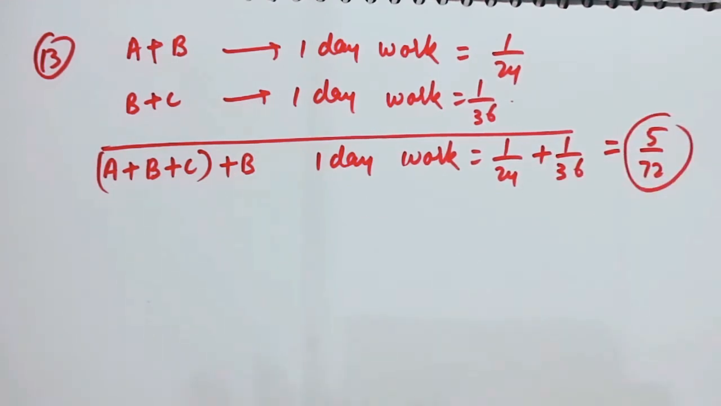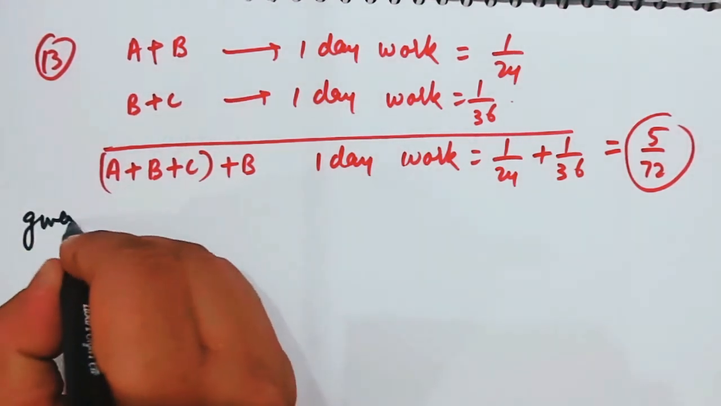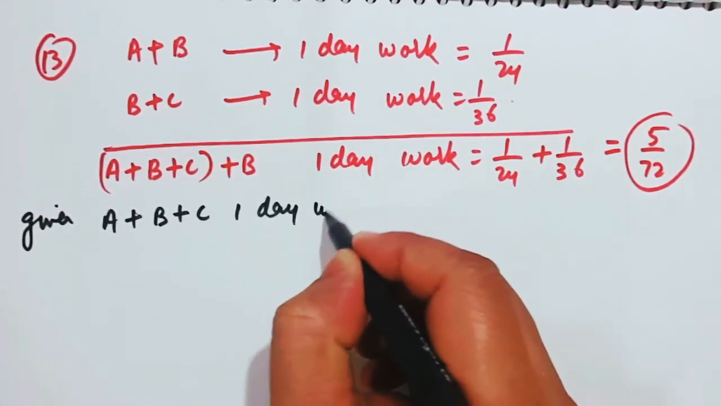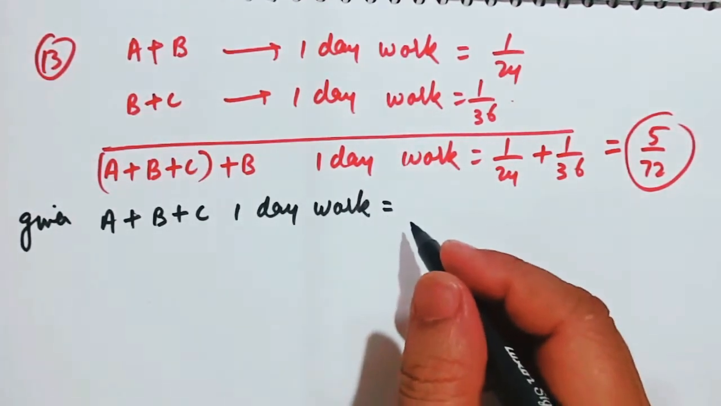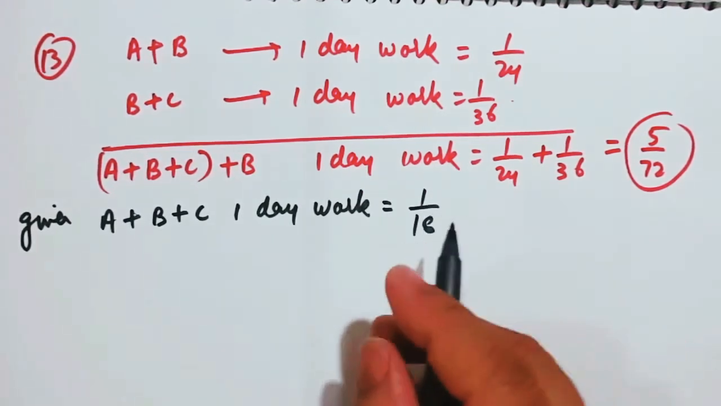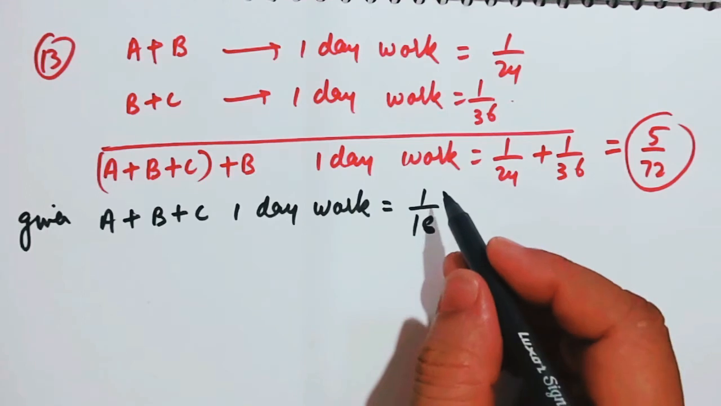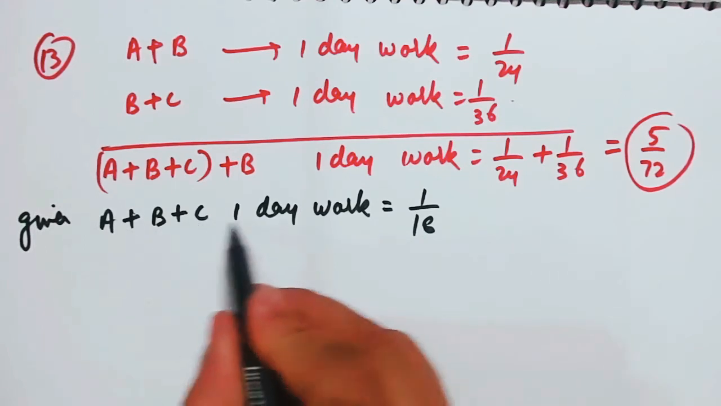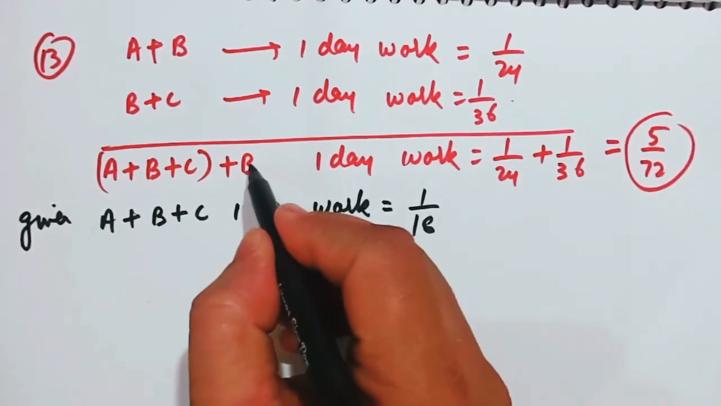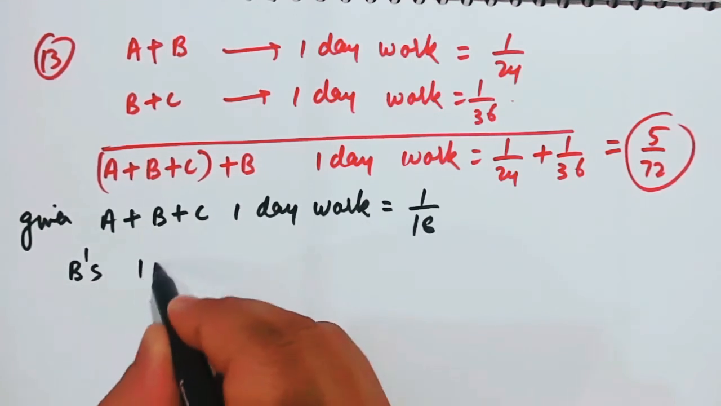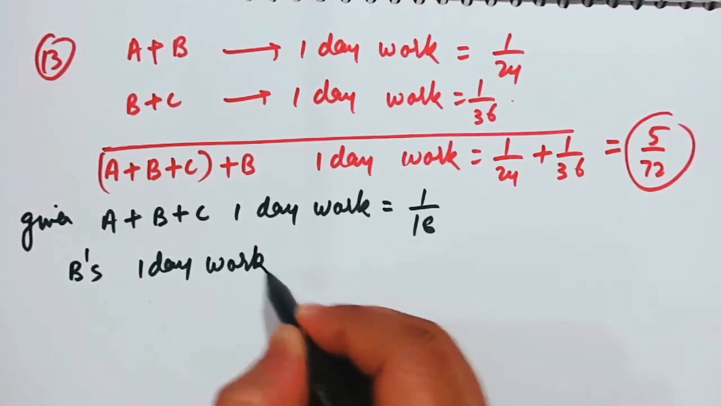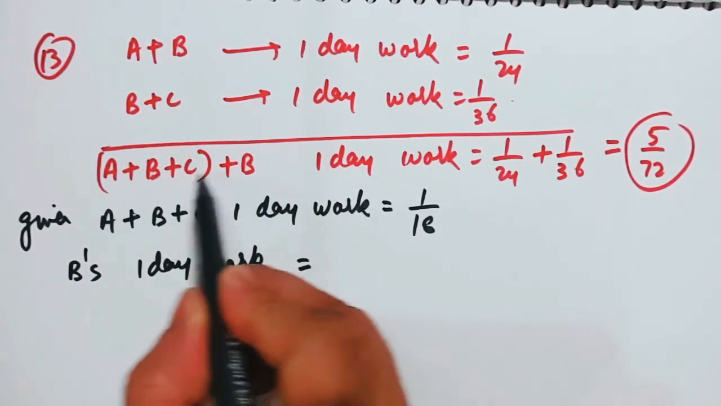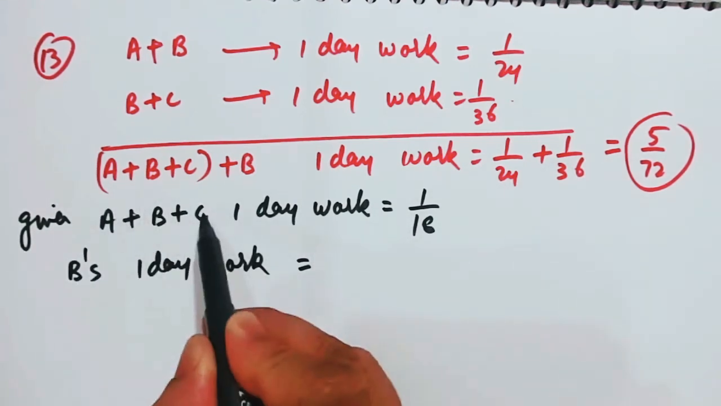Okay, now given is A plus B plus C 1 day work is equal to 1 by 18. Please open your book and see page number 13. They have given you that A, B and C together finish it in 18 days. So A, B and C 1 day work is equal to 1 by 18. Can't you find out the value of B? So B's 1 day work will be equal to, from this a plus b plus c plus b one day work, we are going to subtract a plus b plus c one day work.